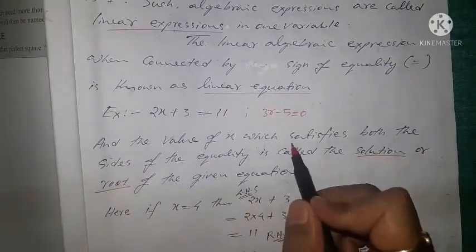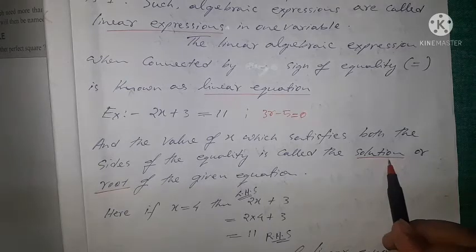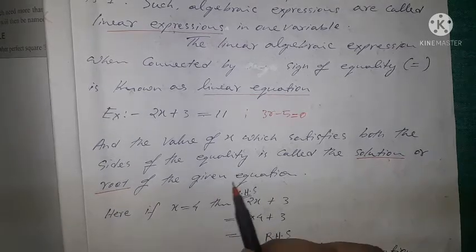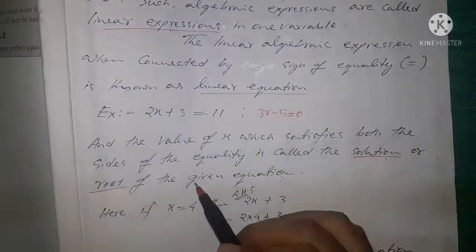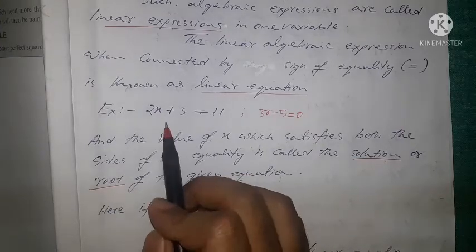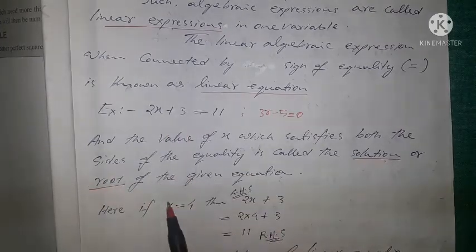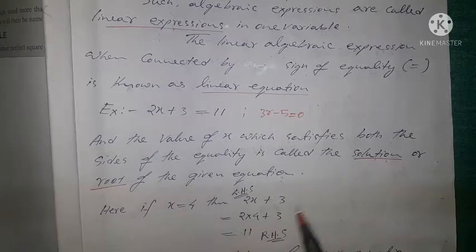And the value of x which satisfies both sides of the equality is called the solution or root of the given equation. So that value of x which satisfies both sides of the equality in the given equation is known as the solution or root of the given equation.